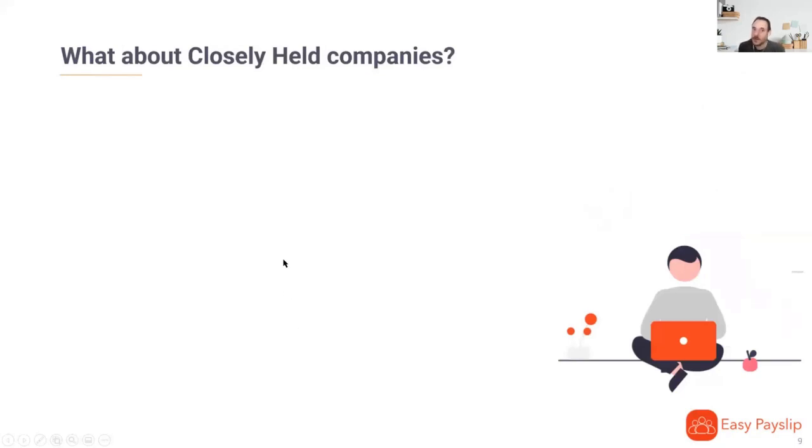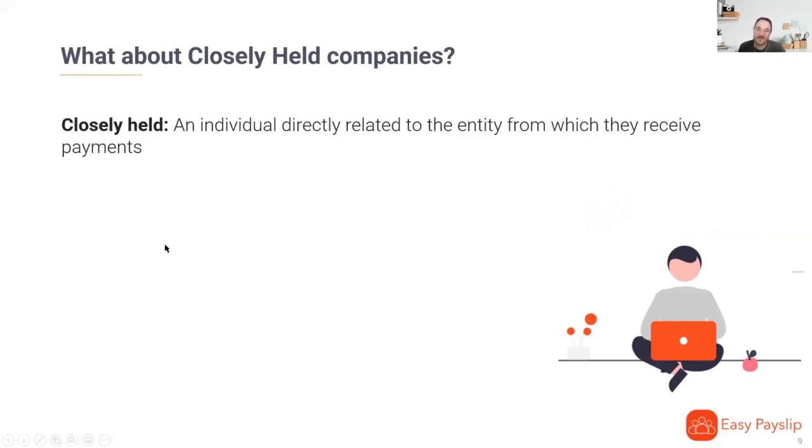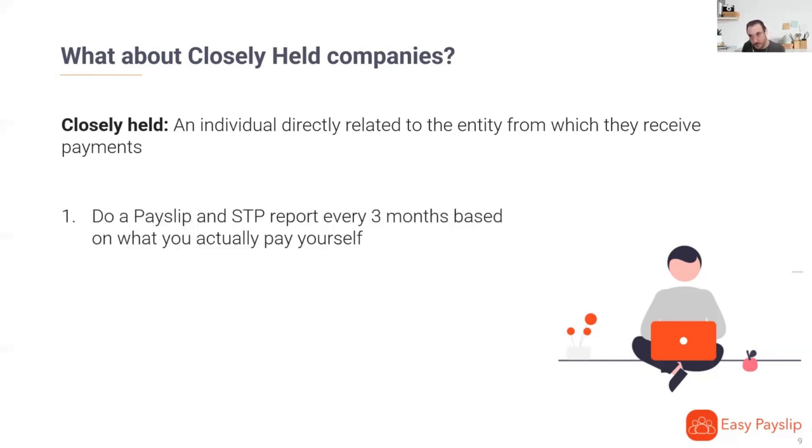Now, I just want to talk very briefly about closely held companies. For those who aren't familiar, a closely held company is basically a company where the owner of the company pays themselves. So that person being paid, who is also the owner of the company, is known as a closely held payee. Now, they had exemptions from STP up until July this year, but that exemption has ended. But they have been given a little bit of flexibility compared to normal employers and employees.